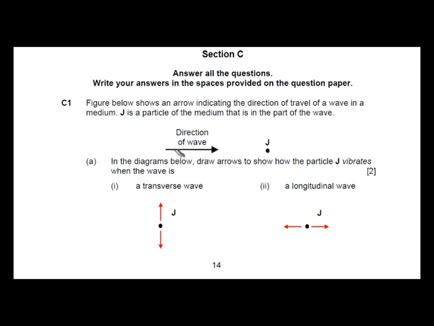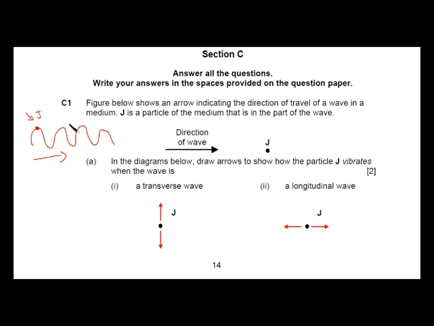Okay, there's a wave. The wave that you usually see is like this. But now they don't show you in this form. They are telling you that the wave is moving from left to right. And J is a particle. Along this wave there are a lot of particles. So they are just focusing on one particle, and they call this particle J.